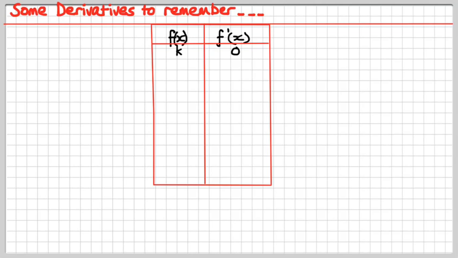0. Very good. What about x to the n? You tell me. Yes, n times x to the n minus 1. Very good. Now, sine x actually has a derivative of cos x. So if you didn't know that, you better learn it now, okay? And cos x has a derivative of minus sine x, okay? Is that another one you need to learn? Well, if so, please learn it.